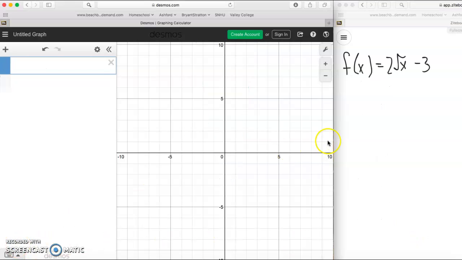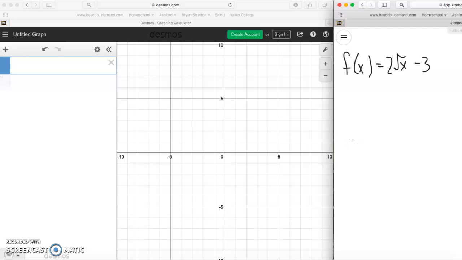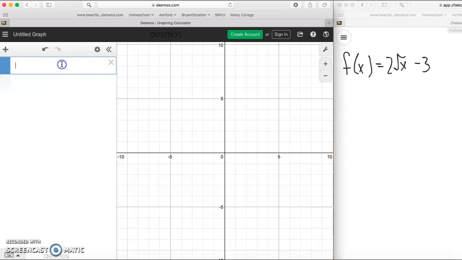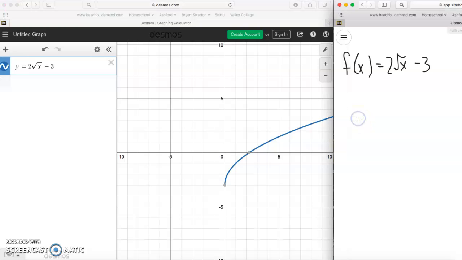All right, now let's look at a new function here. f(x) equals 2 times the square root of x minus 3. So when we plug this in, y equals 2, and I'm going to put the letters SQRT. SQRT is shorthand for square root x. And then I want the minus 3 outside of the parentheses. So notice I move my cursor outside the parentheses and I put a minus 3. Now look at this picture here.